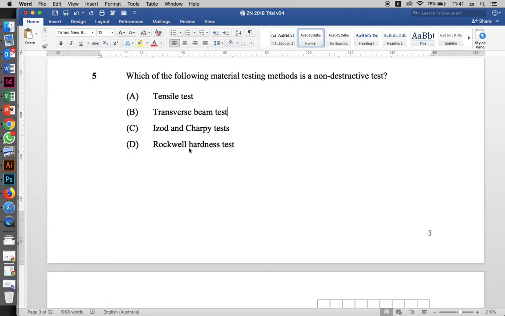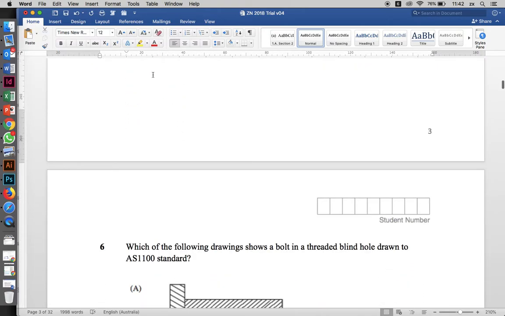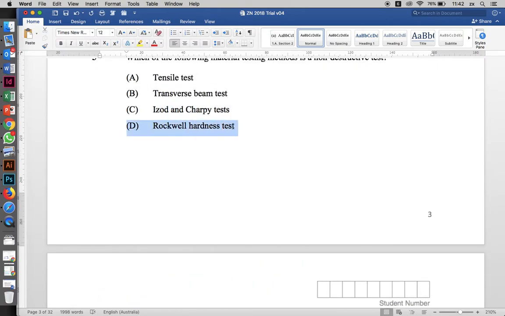If we have the Brinell hardness test, its predecessor, which uses a ball instead of a pyramid, that's considered destructive because it leaves a fairly large and noticeable ball-shaped mark on the steel. The Rockwell hardness test leaves only a small indent, and that's considered non-destructive. So the answer there is D.